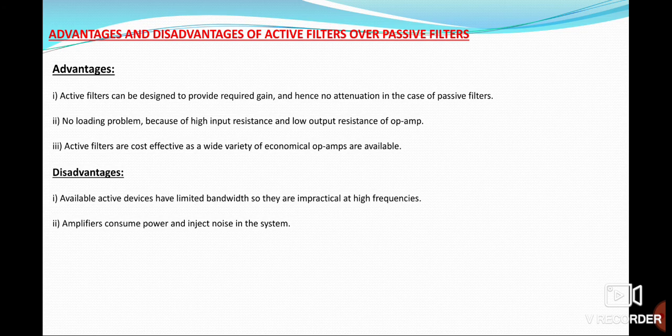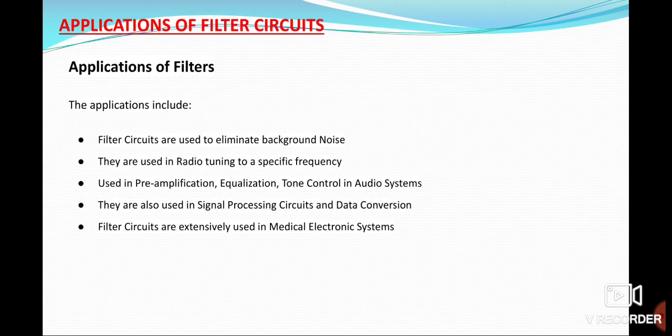Similarly, here are the following disadvantages of active filters over passive filters. The available active devices have limited bandwidth, so they're impractical at high frequencies. Similarly, amplifiers consume power and inject noise in the system. So these are the advantages of active filters over passive filters and some disadvantages of active filters over passive filters.